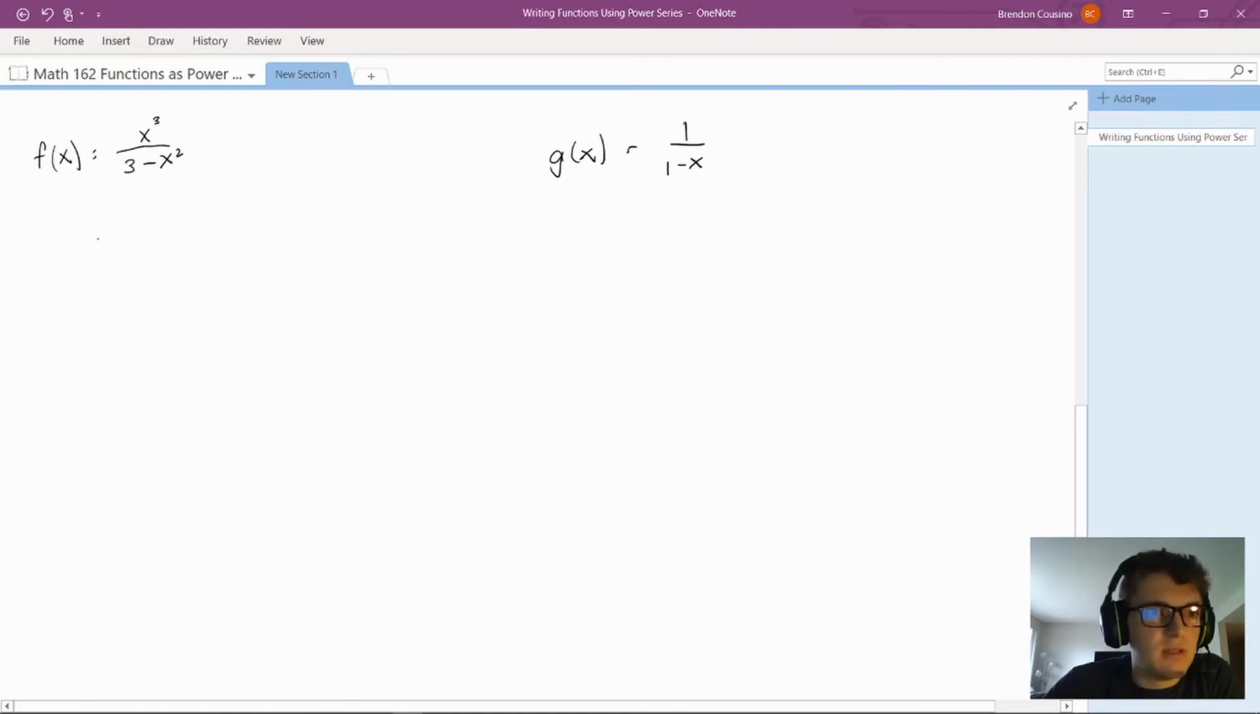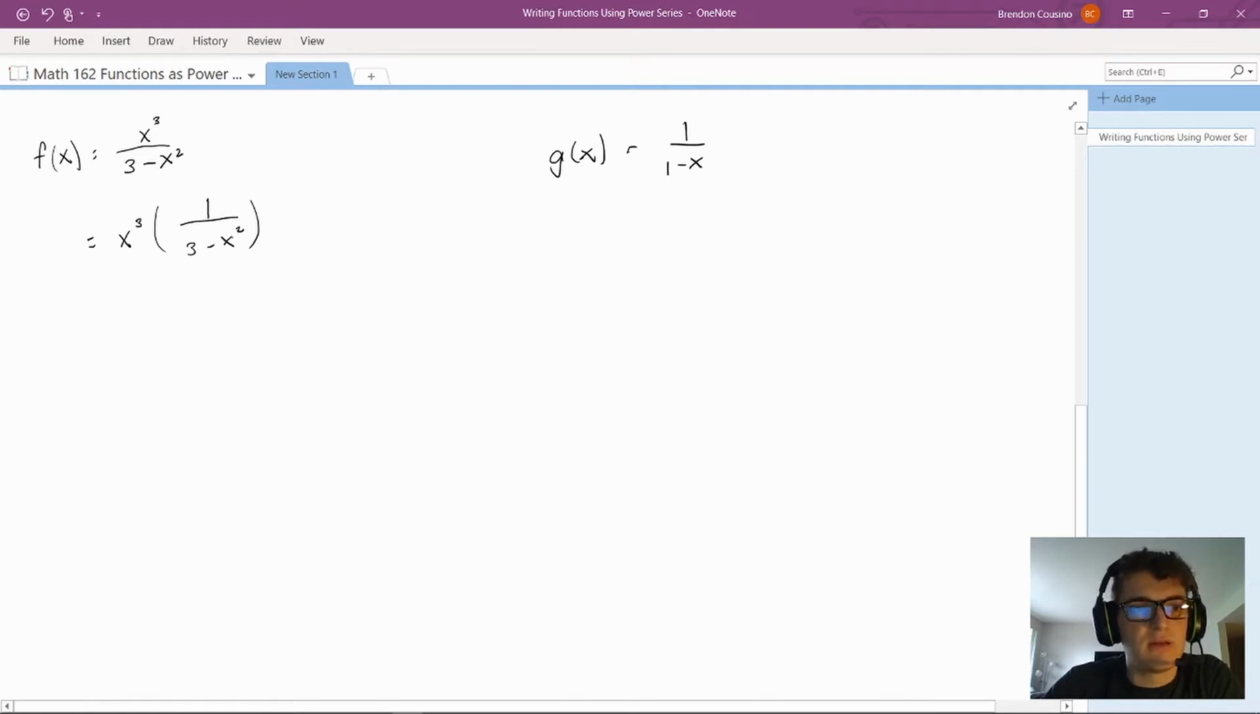So the first thing I'm going to do to this function is pull out the x cubed. Then we're going to be left with 1 over 3 minus x squared. Okay, so now that we have that, we're close, except we have this 3 here. It's fine if we have this x squared term here, because we could just make that our x term. But this 3, we need to be a 1.